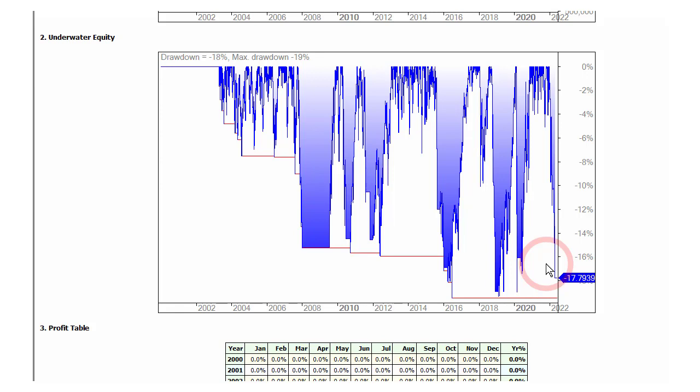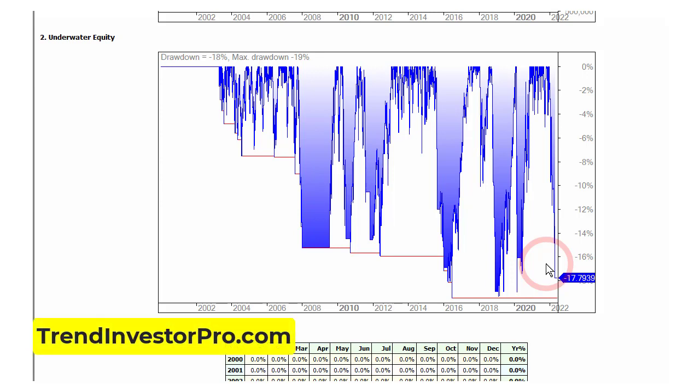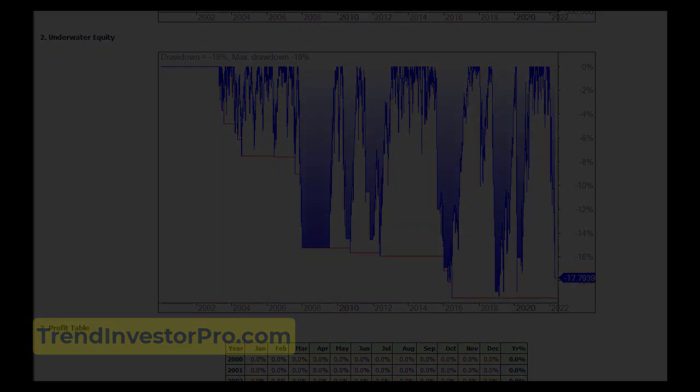If you want fewer signals, but you want to live with bigger drawdowns, go with the 200-day. But if you want more signals and you want to have smaller drawdowns, just a little bit smaller, go with the 125-day. But either way, the average compound annual return is about the same for both.